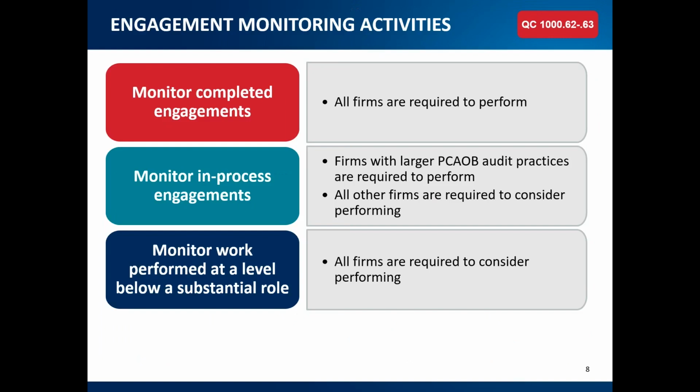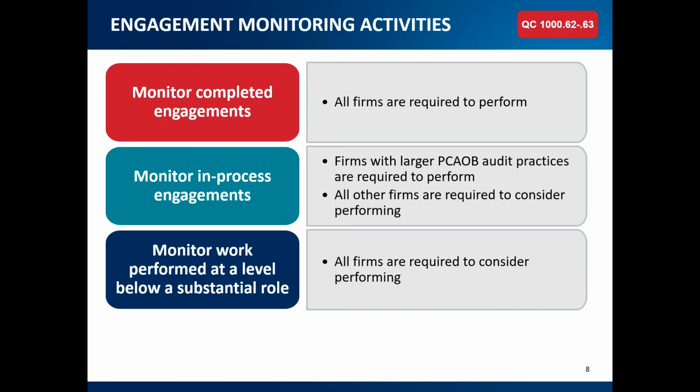QC 1000 does not specify any particular monitoring activities, so the firm has discretion to select activities based on the nature and circumstances of the firm and its engagements, and the scope and nature of its other monitoring activities. Examples of in-process monitoring activities are monitoring activities performed while an engagement is still in process, and include in-flight reviews performed on a specific area of an engagement or evaluating an engagement team's progress against defined milestones or performance metrics.